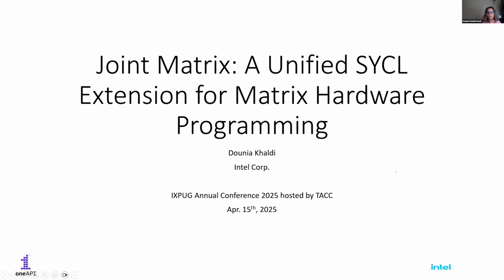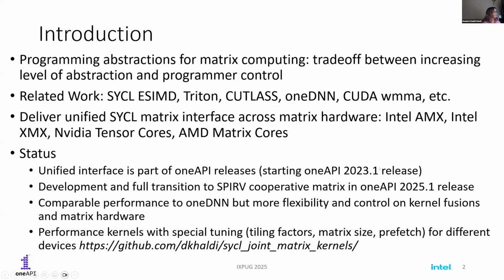Today I will present one extension of SYCL called joint matrix. When it comes to programming abstractions, users are usually looking for the right level of abstraction. We can find things from frameworks like TensorFlow, PyTorch, to libraries like oneDNN, and then you can go from that level to CUDA, SYCL, and then intrinsics and assembly. We are always looking for the right trade-off between these levels of abstraction, and the goal usually is getting performance.